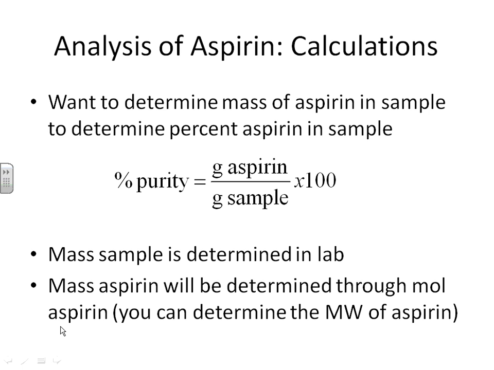And the mass of the aspirin, the grams of aspirin, is going to be determined through getting moles of aspirin, obviously. You can determine the molecular weight of aspirin on your own. I'm not going to tell it to you here. You have the information to do it, so you can calculate it. So the bottom portion, grams of sample, is going to be from the balance. And the mass of the aspirin is going to come from moles of aspirin, which is then derived from further calculations through the back titration.